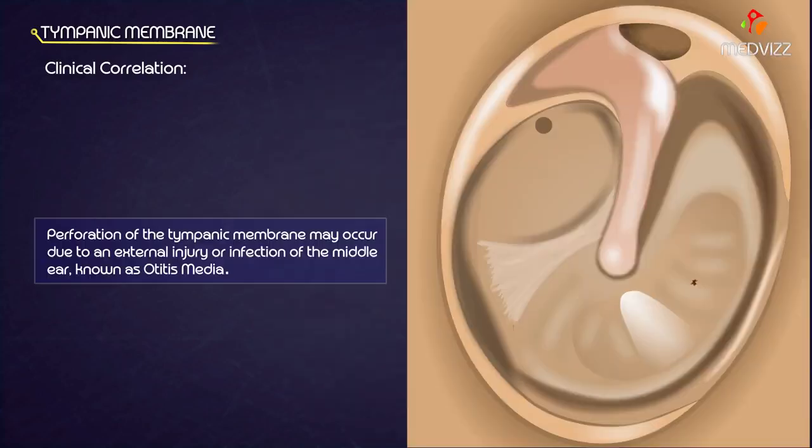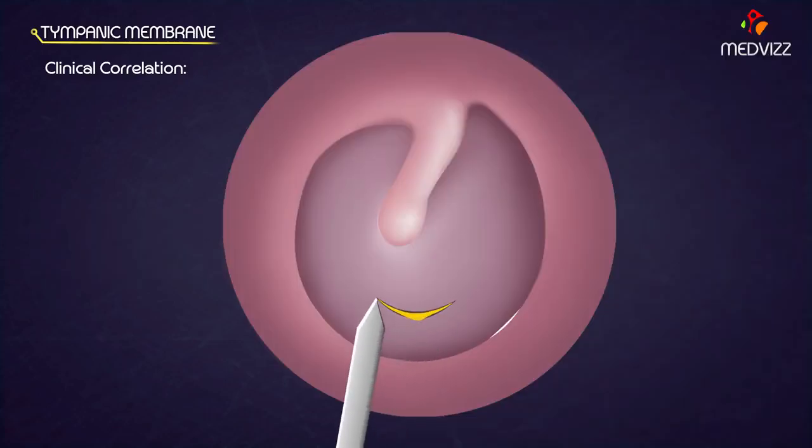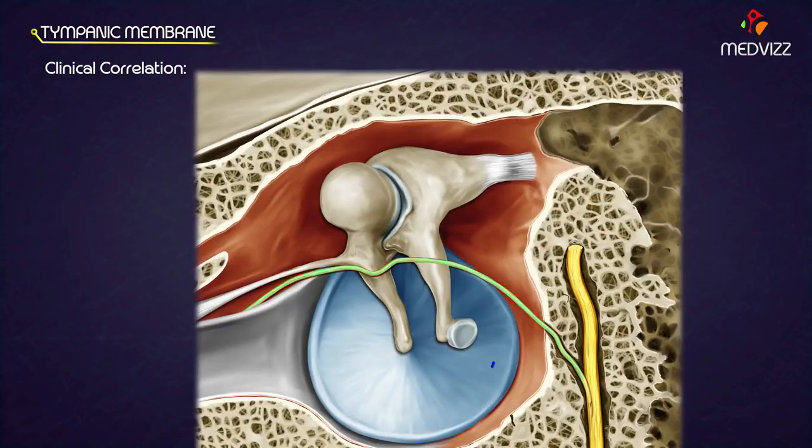Perforation of the tympanic membrane may occur due to an external injury or infection of the middle ear, known as otitis media. Sometimes an incision is given in the tympanic membrane, known as myringotomy, to drain the pus from the middle ear. The incision is usually given in the posterior inferior quadrant to avoid injury to the chorda tympani nerve, which crosses the inner aspect of the membrane in its upper part.